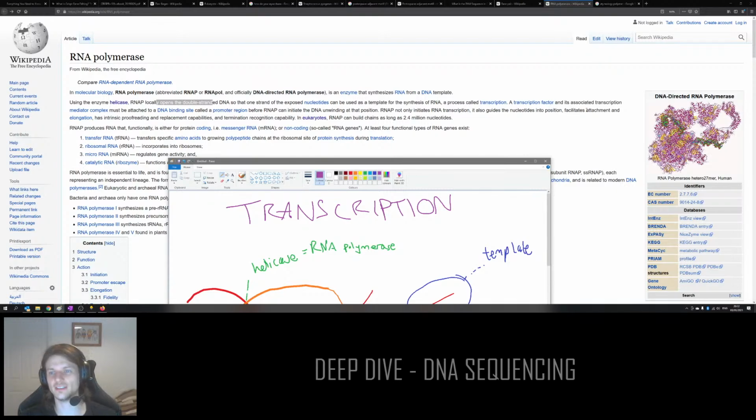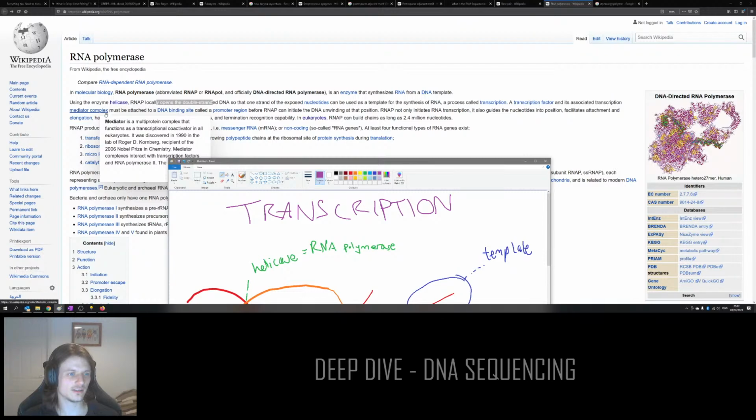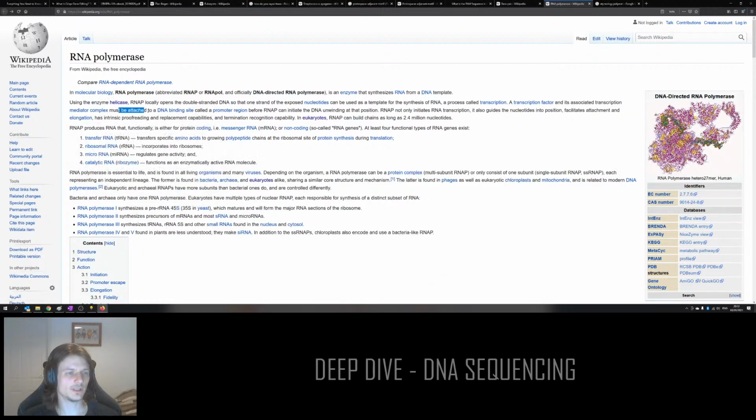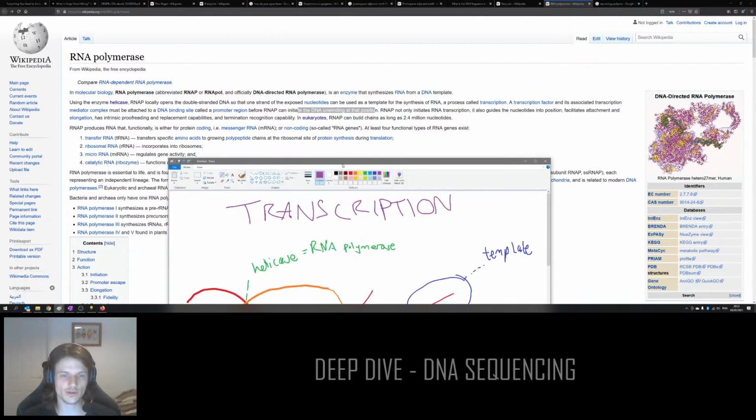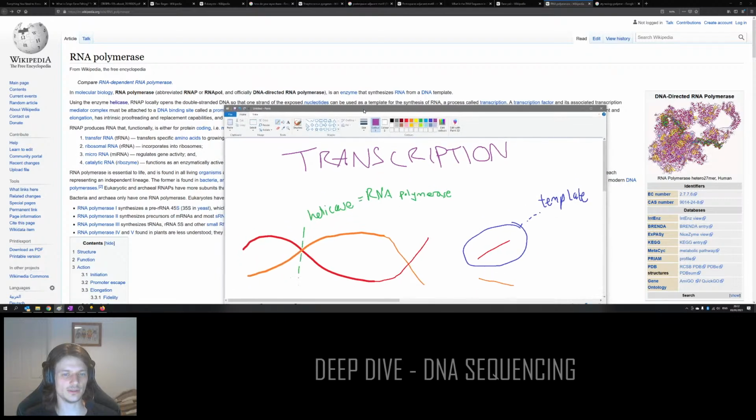A transcription factor and its associated transcription mediator complex must be attached to a DNA binding site called a promoter region before RNAP can initiate the DNA unwinding at this position. So this process cannot happen without it.